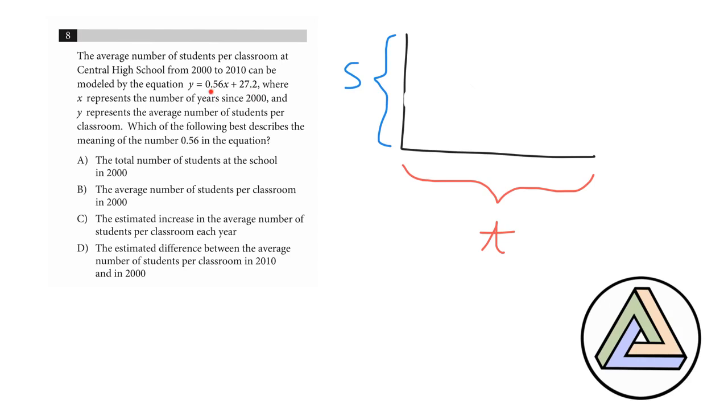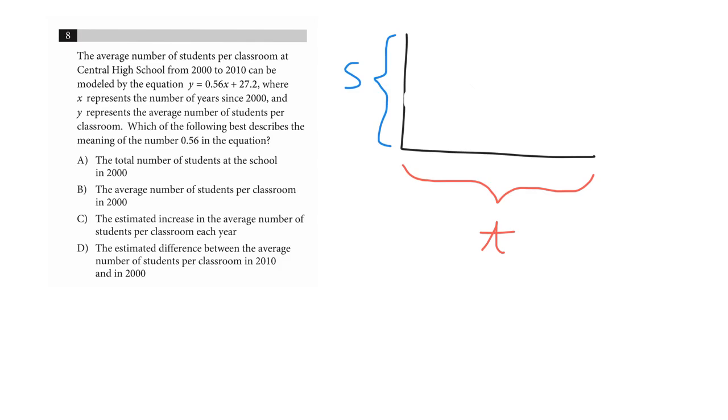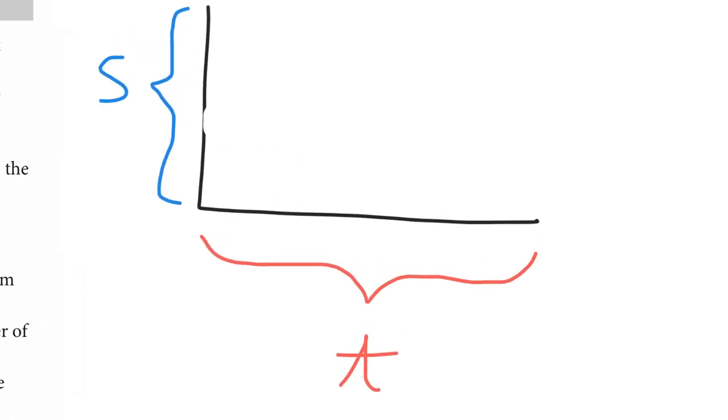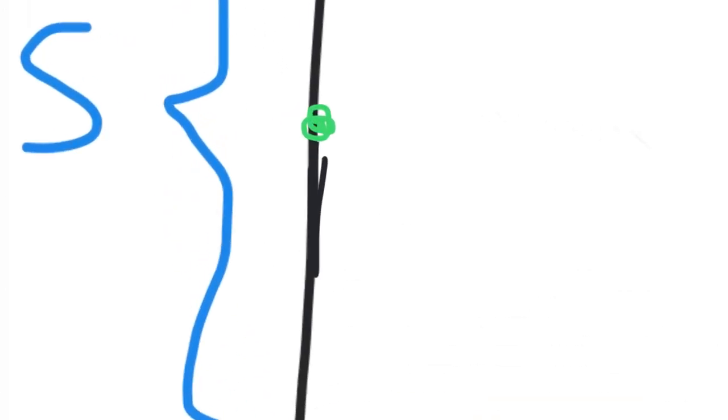27.2. And then apparently the slope is 0.56, which is really 56 over 100, right, if you think about it. But the y-intercept is 27.2, and it's a positive slope, so it goes up. So I'll just put 27.2 on the graph, like right there. And I'll just write that 27.2.